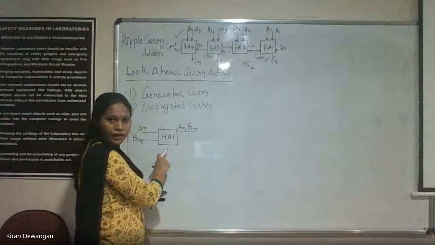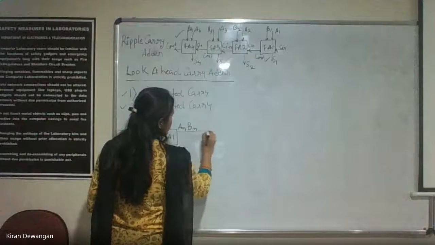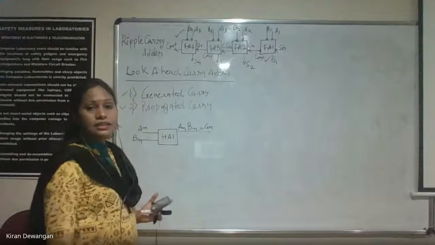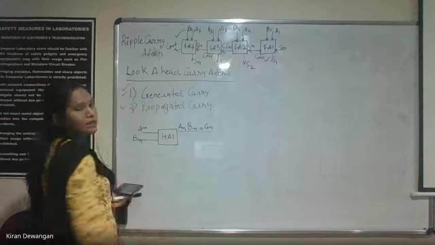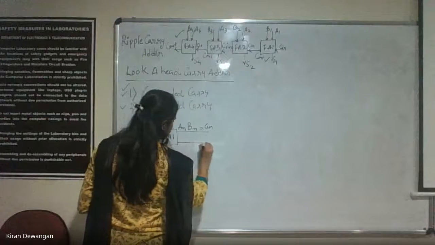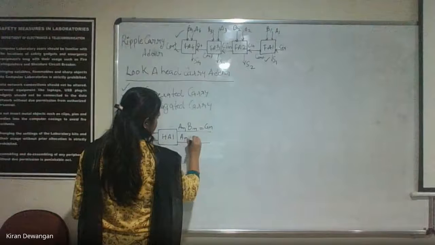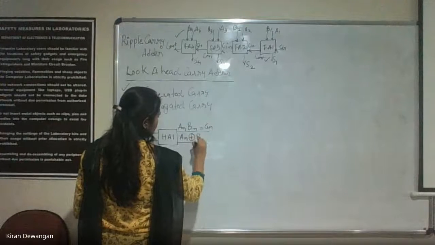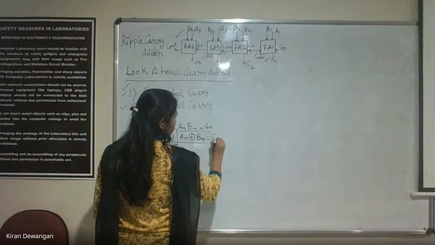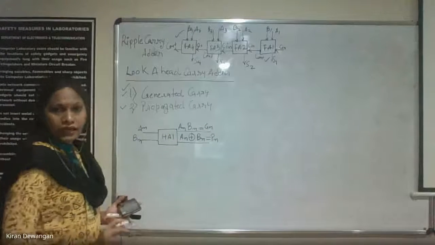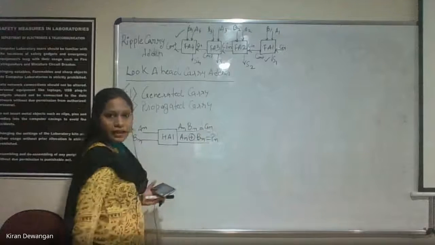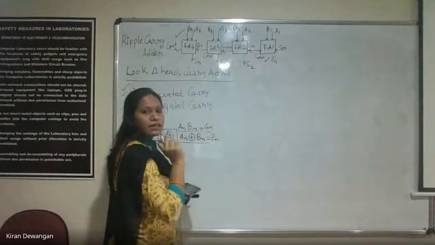This is my half adder one, and this is known as Gn, which is called the generated carry. This carry is a generated carry. Another one is An XOR Bn. Now this is called the propagated carry, Pn. Let us call it Pn. And this is a generated carry. We call it Gn.